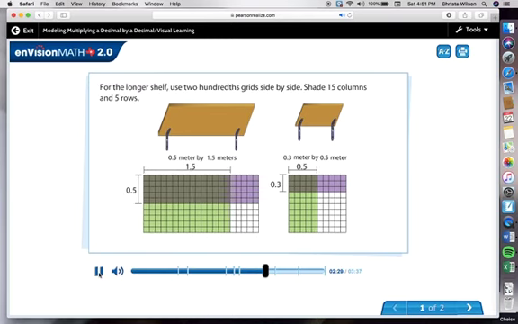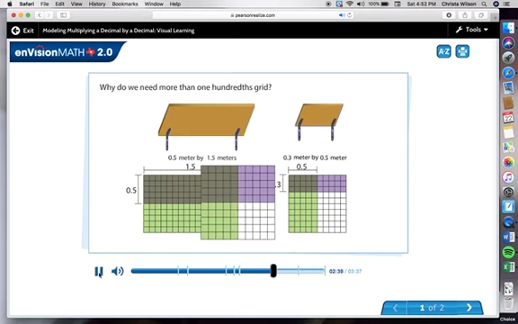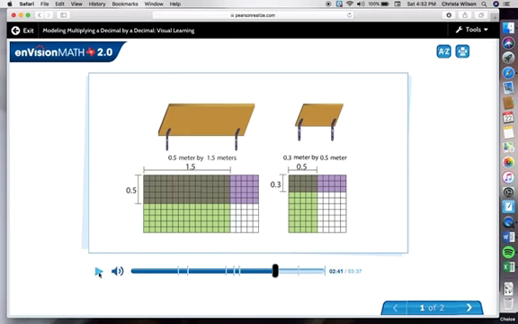For the longer shelf, use 2/100ths grids side by side. Shade 15 columns and 5 rows. Why do we need more than 1/100ths grid? The length of the shelf is greater than 1.